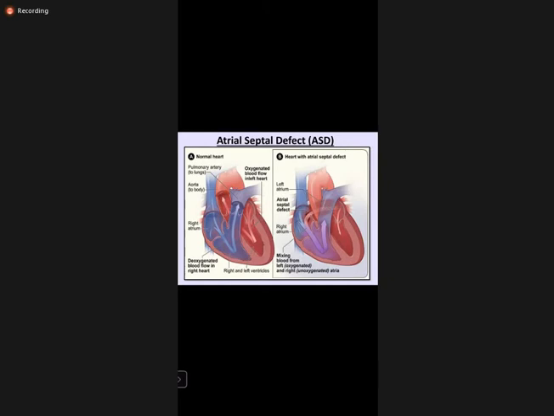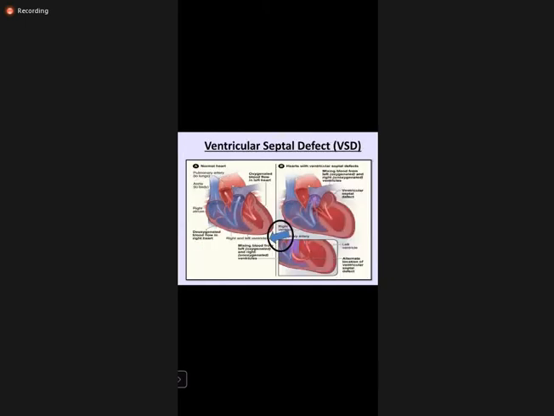And this will lead to pulmonary hypertension. The other defect is the ventricular septal defect, in which there is a defect in the interventricular septum between the ventricles. So blood is shunting from the high pressure ventricle to the low pressure ventricle. That is, blood will shunt from the left ventricle into the right ventricle. It will also lead to pulmonary hypertension.